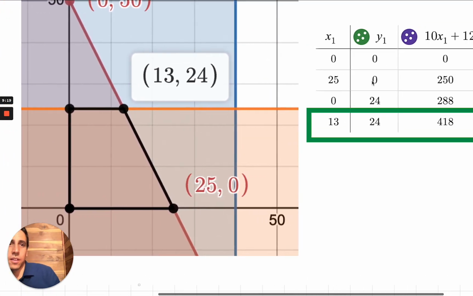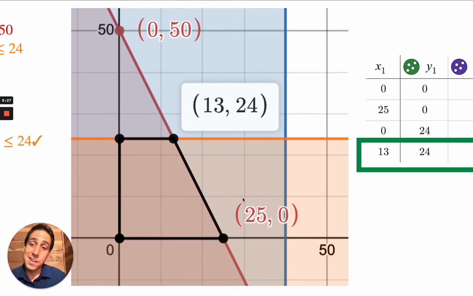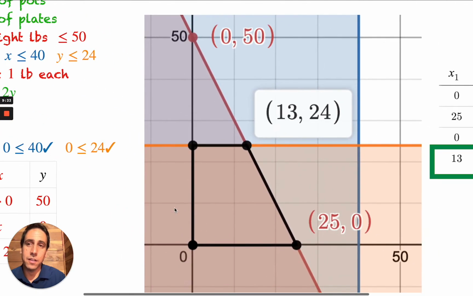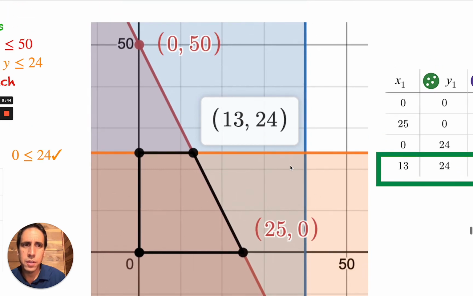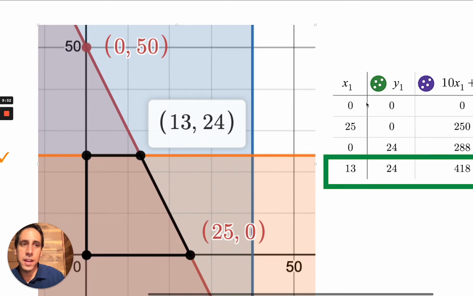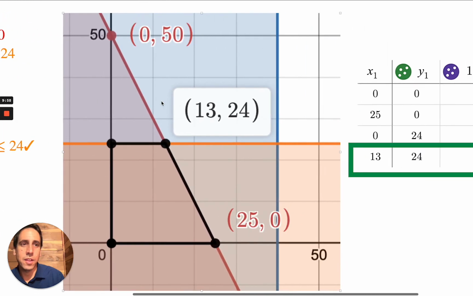And so you can see here, this is a table that shows all the x and y values of all the corners, all these points that are plotted to make up the trapezoid. Which of them is going to be best? Well, we could go full throttle on plates and just say that y could be a high y value of 24. That would be okay. You could go full throttle on plates and go (0, 24), boom. And that would make some money. It would make $288. How do we know? Because we're using this profit equation right here, 10x plus 12y. And that's what I'm doing over here.